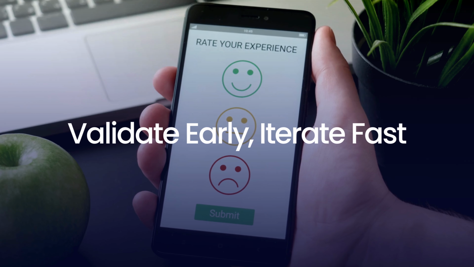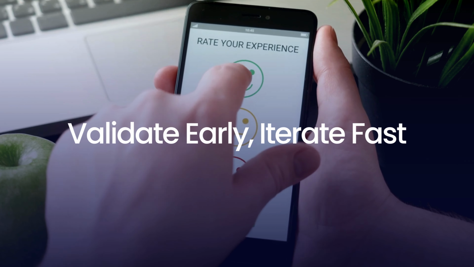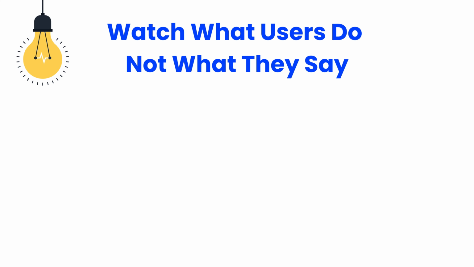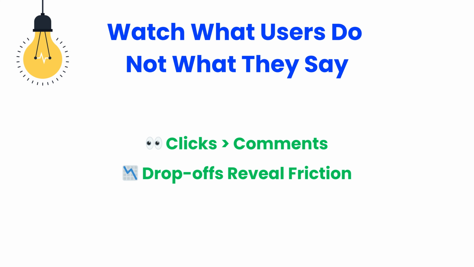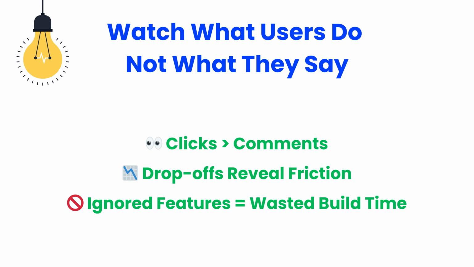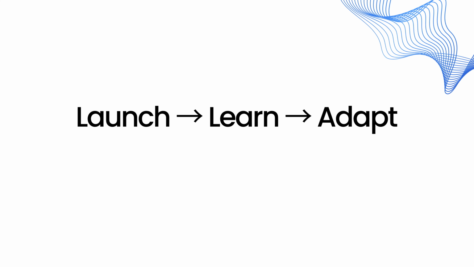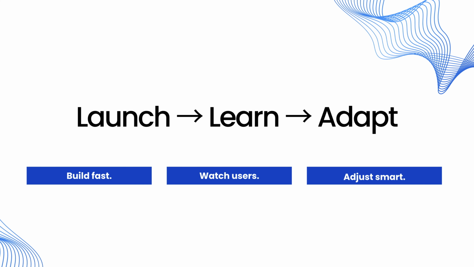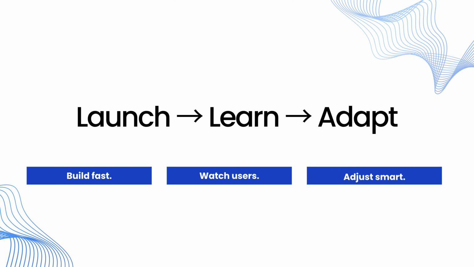The smartest founders launch with what they've got, even if it's scrappy. Users won't tell you what they want, they'll show you through their actions. What they click, where they drop off, what feature they ignore. That's your gold mine. So launch fast and watch closely. Then improve based on real user behavior, not assumptions or opinions.